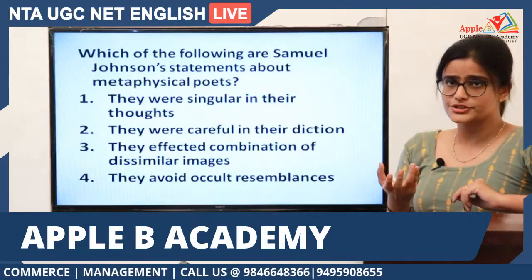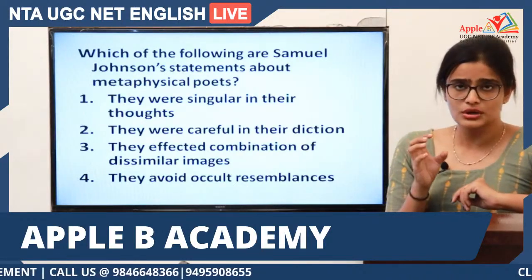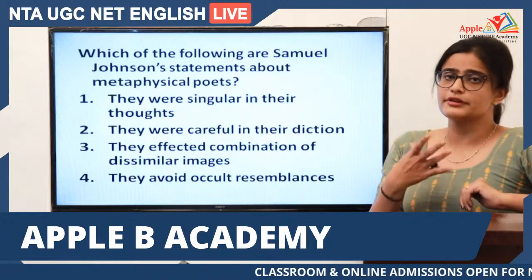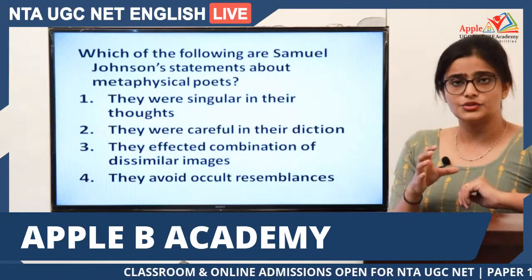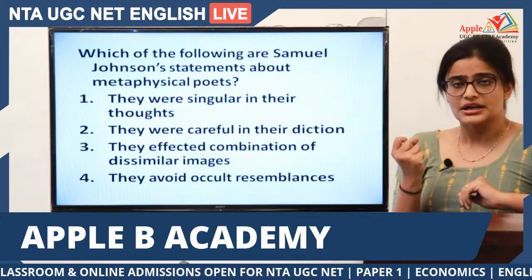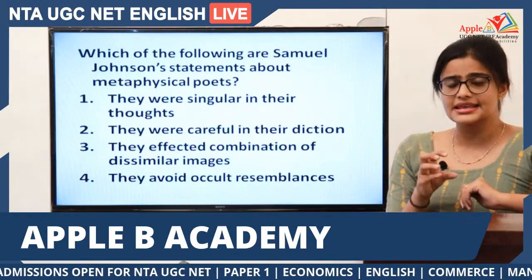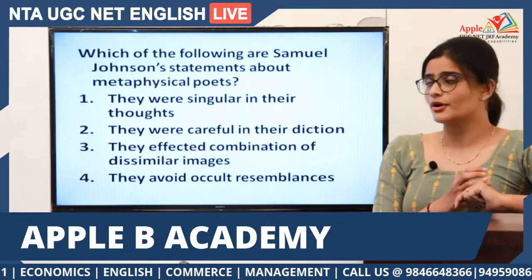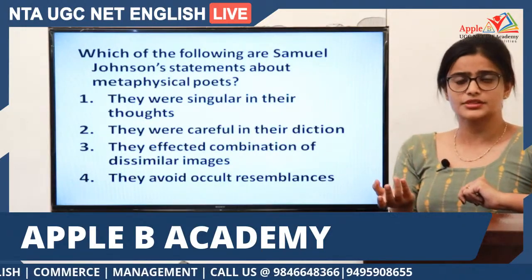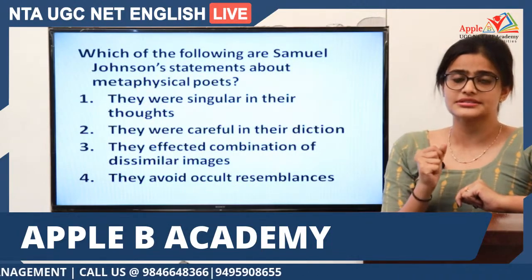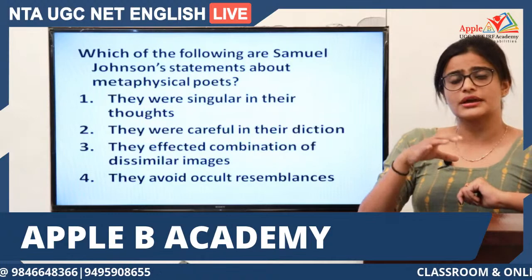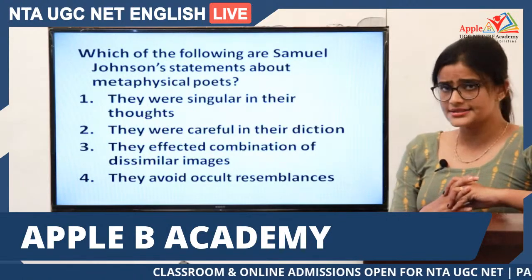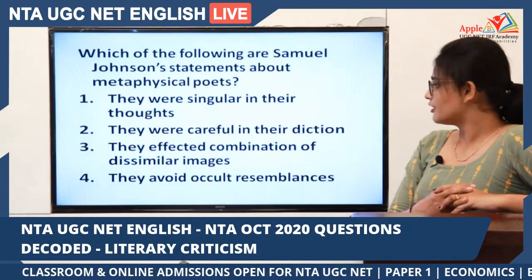So according to Samuel Johnson, they were singular in their thoughts, because you cannot connect one metaphysical poet with another. You cannot connect Andrew Marvell with Abraham Cowley, because though both of them took the conceit, or these extended metaphors, as a figure of speech or as a way of narration, still they stood alone. So metaphysical poets were singular in their thoughts. They could be combined together just because they belong to a particular age that took a particular way of writing. And they were careful in the diction? That is not the case. And they affected combination of dissimilar images.